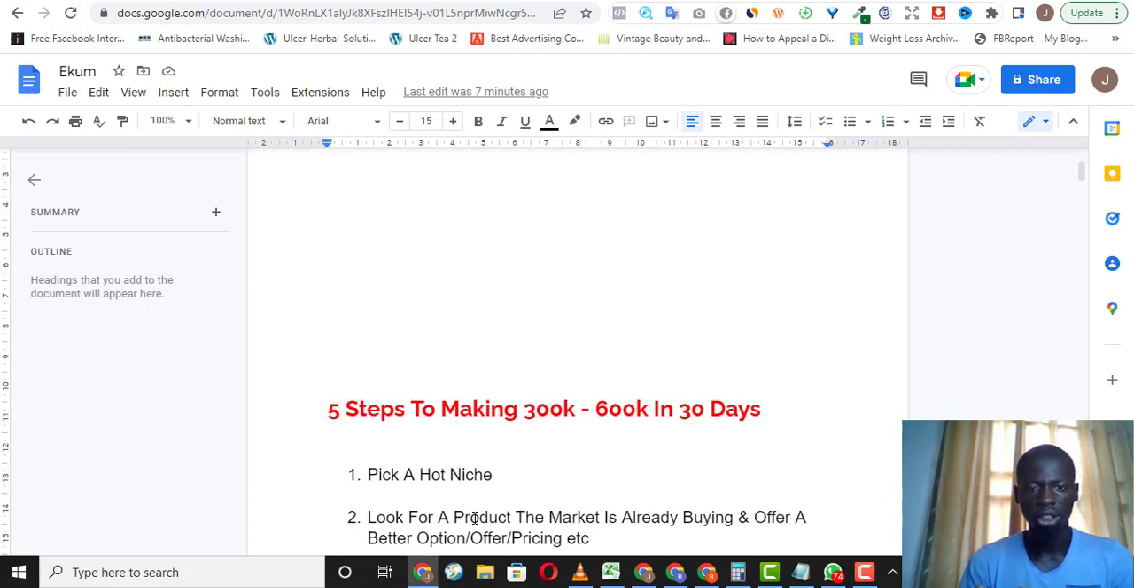All right, so number 2 step is look for a product that the market is already buying and get them a better offer, or get them a better product, or get them a better pricing. Okay, now this whole idea is about looking for what the market is already buying. You don't want to go and create something new. You don't want to go and start looking for what the market wants. Okay, look for something that the market is already interested in, something that they are already buying.